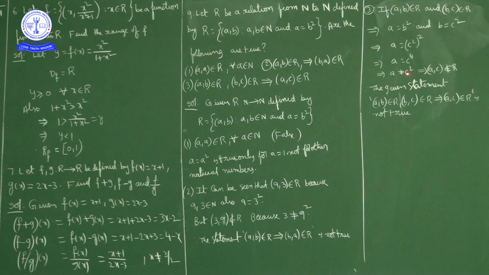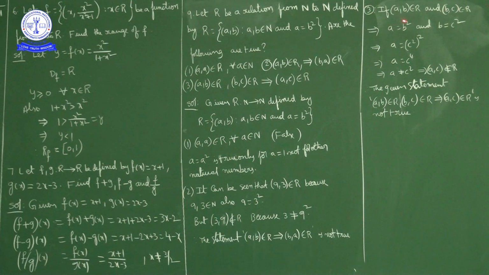So A is not equal to C square means the ordered pair A comma C does not belong to R. So the given statement, ordered pair A comma B belongs to R and ordered pair B comma C belongs to R implies that ordered pair A comma C belongs to R, is not a true statement.